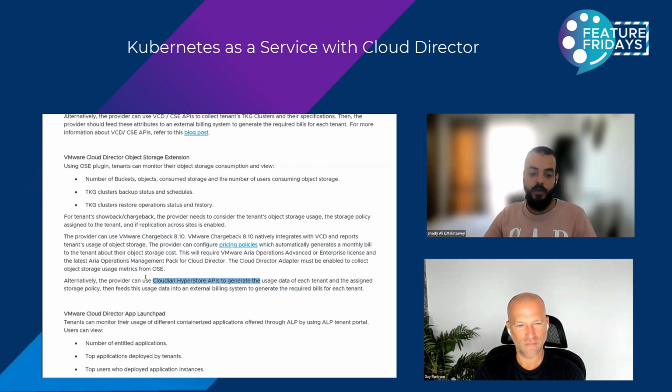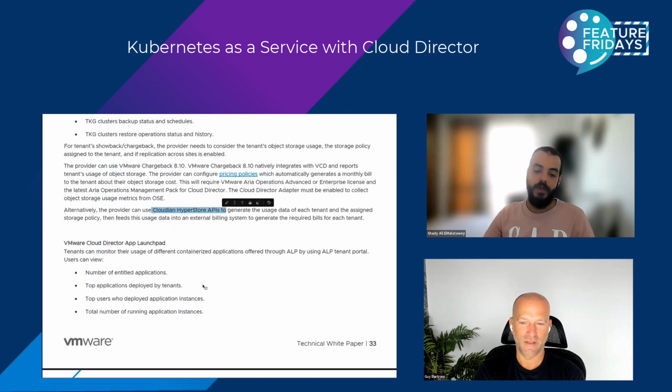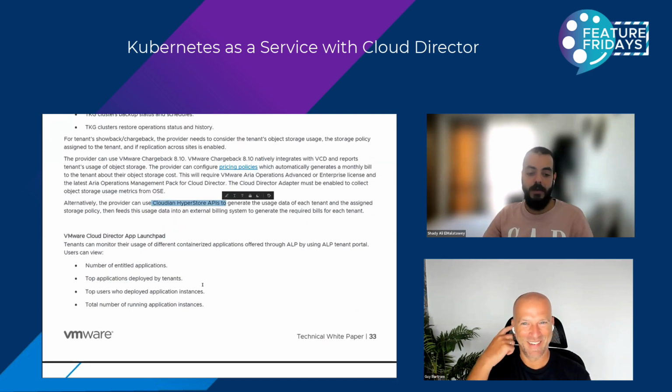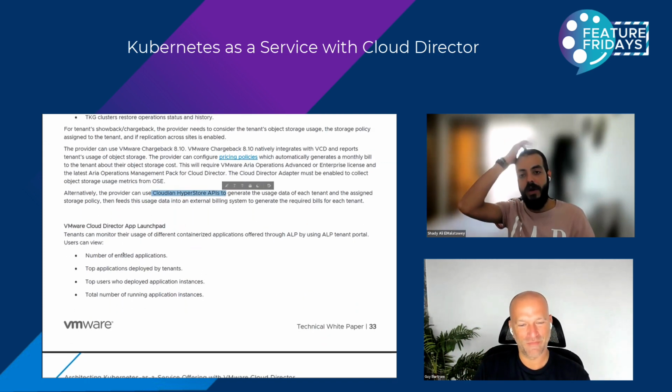for the other components, whether it's App Launchpad or Data Solution Extension. Unfortunately, for these two, there is no chargeback integration, so you have the APIs to deal with them.